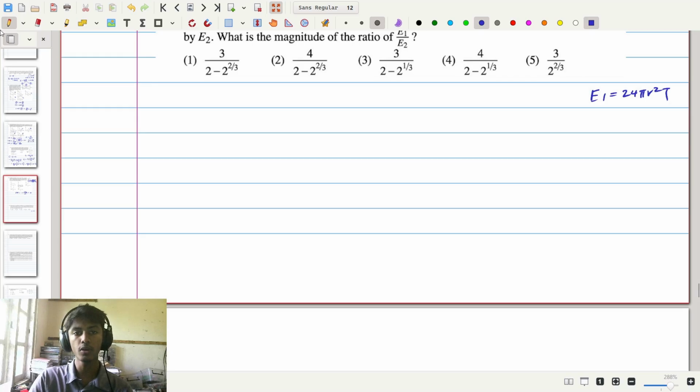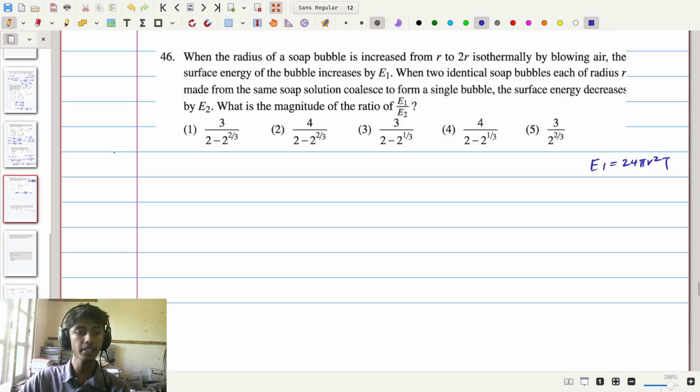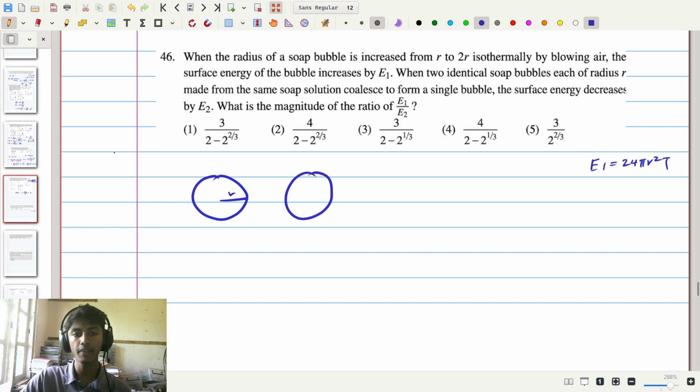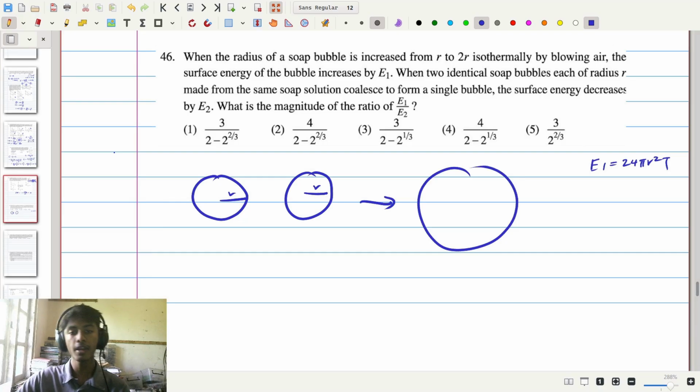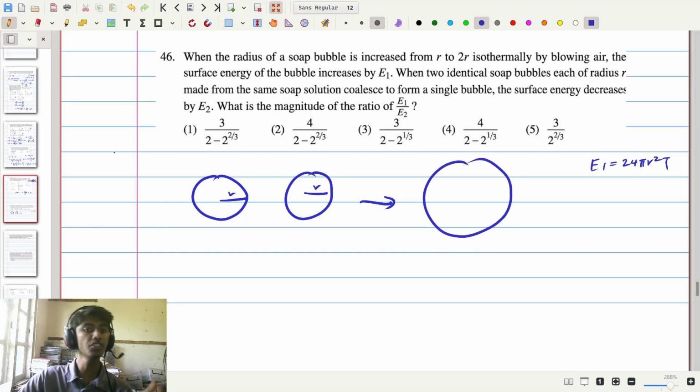Now for E2, let's consider coalescing two bubbles. So initially, we have two bubbles, each of radius r, and we combine them to form a single bubble, and here we assume that the volume of the bubble is equal to the sum of these two volumes. So therefore, if the volumes here are 4 pi by 3 r cubed, then the volume of this one is going to be double of that, or 2 times 4 pi by 3 r cubed.